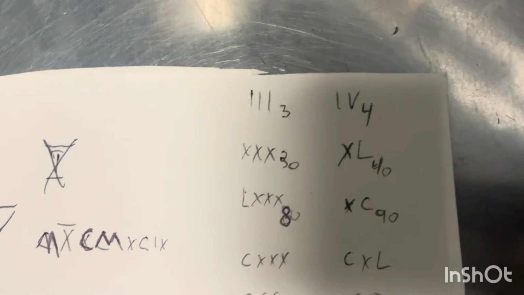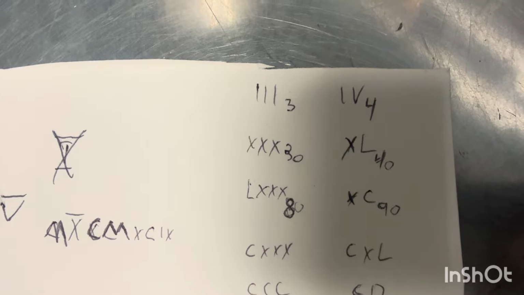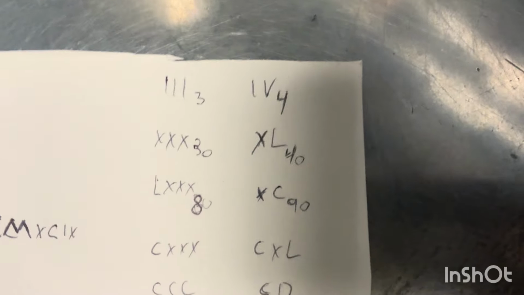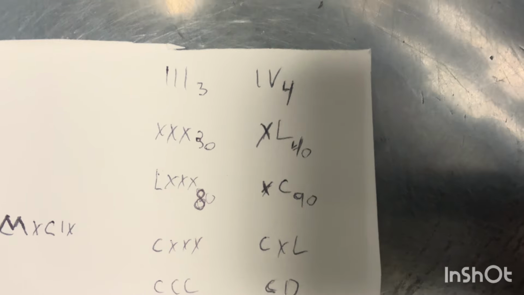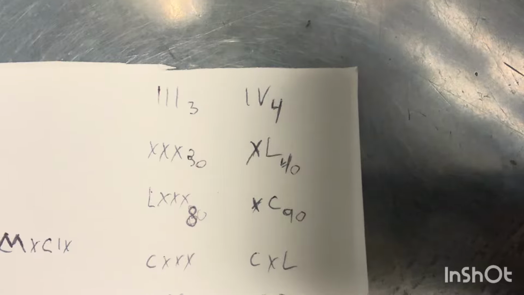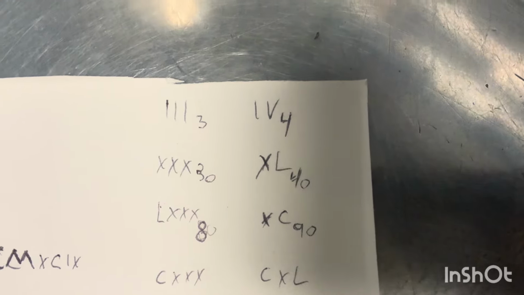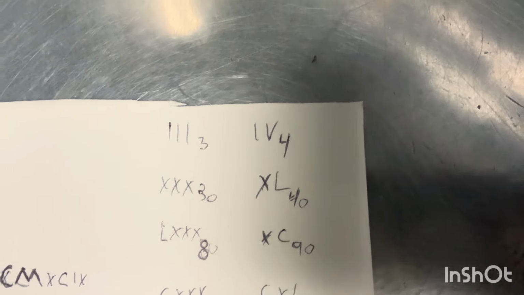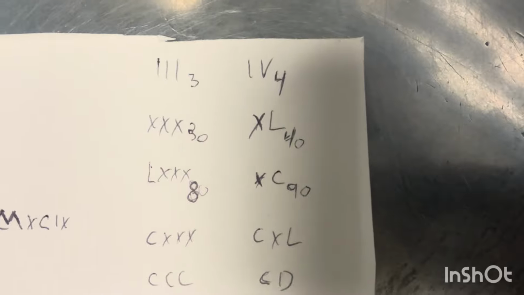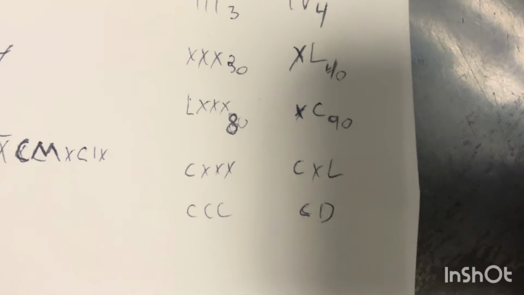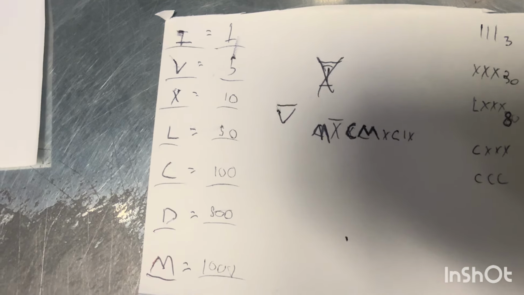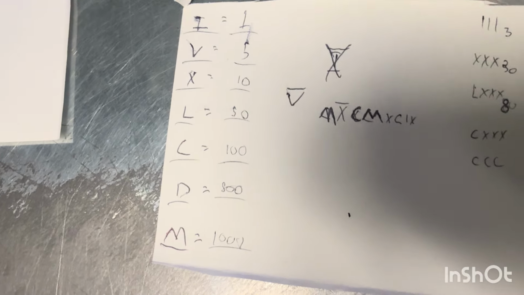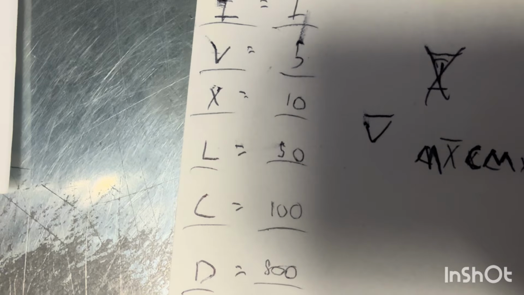So 30 would be XXX, which is just 10 three times. And then 40 would be XL, which means 10 less than 50, because there's no value for 4, for 40, for 400, for 900. There's no value for things like that. It's 1 less than the next value. So like 900, 400, 90, 40, 9, 4.